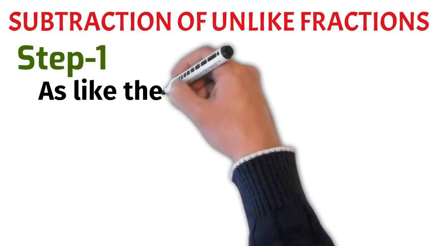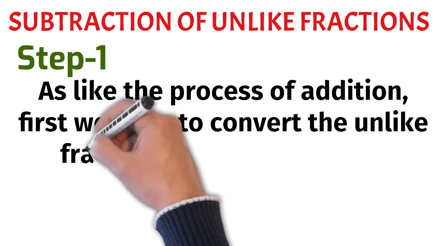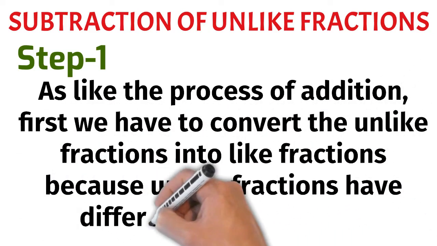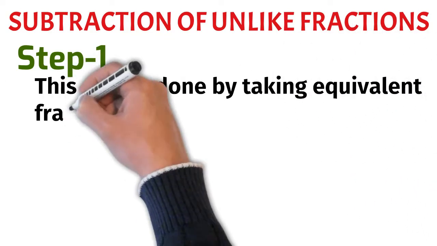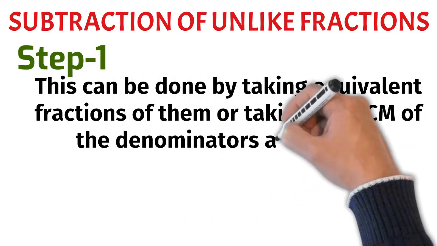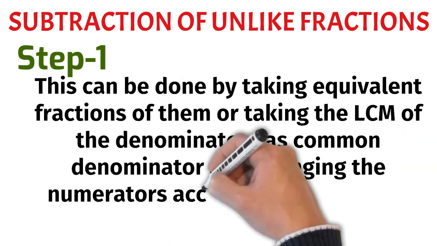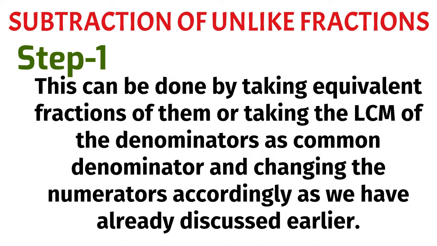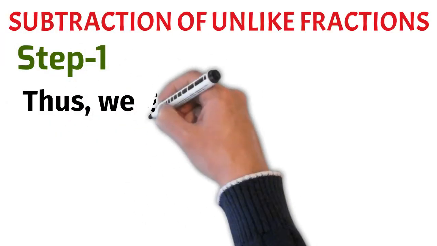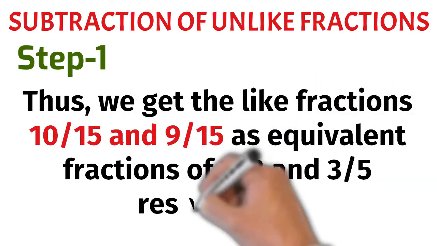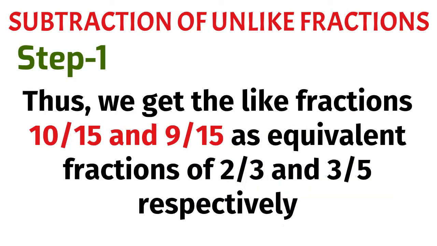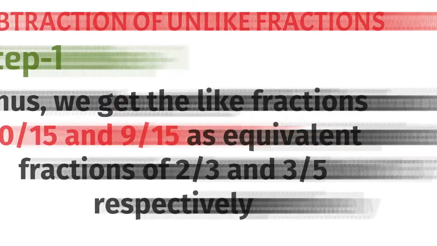Step 1 is like the process of addition. First we have to convert the unlike fractions into like fractions, because unlike fractions have different denominators. This can be done by taking equivalent fractions of them or taking the LCM of the denominators as common denominator and changing the numerators accordingly, as we have already discussed earlier. Thus, we get the like fractions 10 by 15 and 9 by 15 as equivalent fractions of 2 by 3 and 3 by 5 respectively.